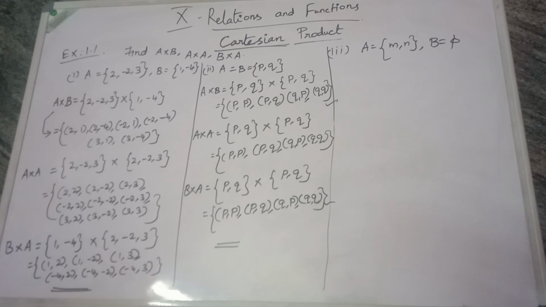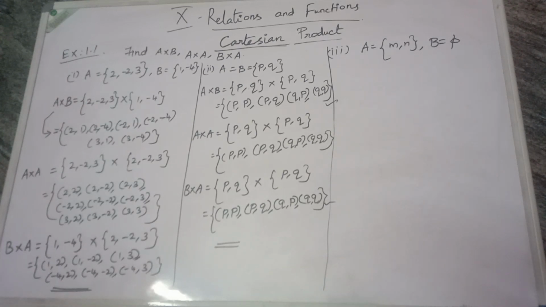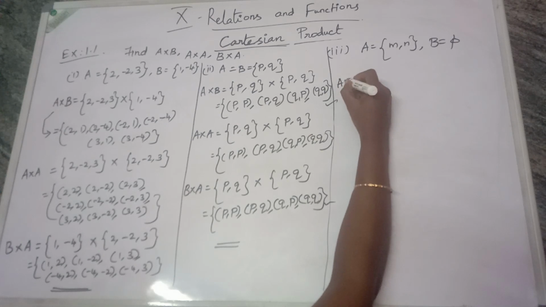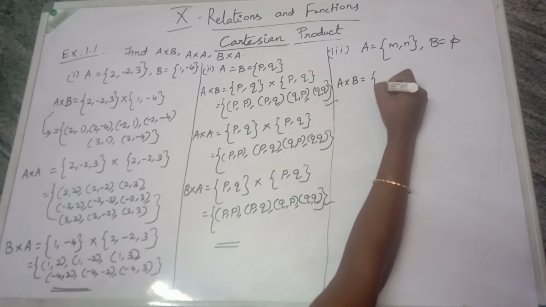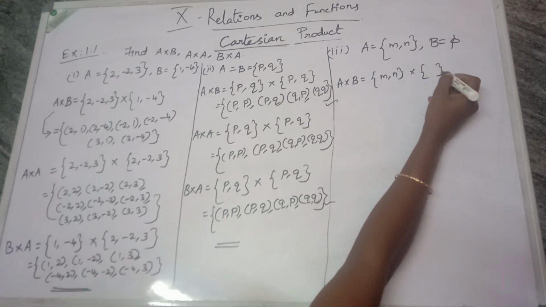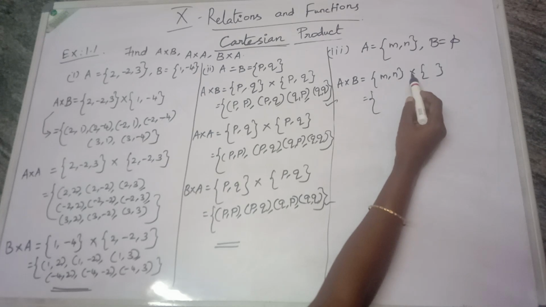Okay, then the third division: A equal to M comma N and B equal to empty set. You have to find out these three. First one is A cross B. A is M comma N and B is the empty set. There is no element, empty set. So you have to make the Cartesian product. You have to make the ordered pairs.